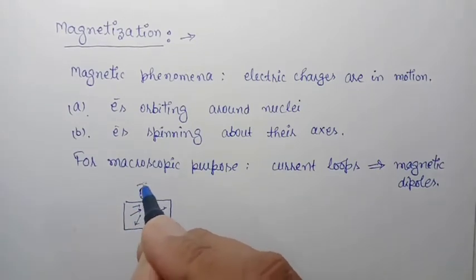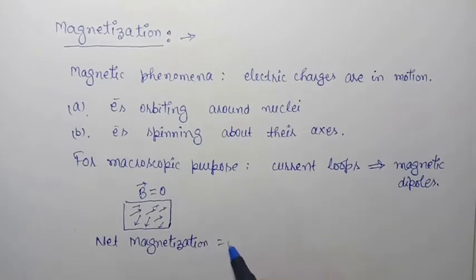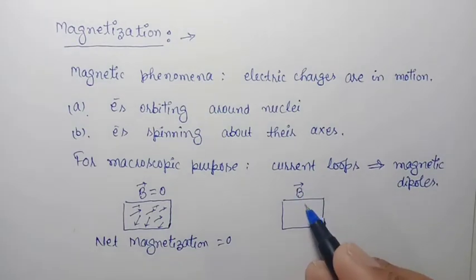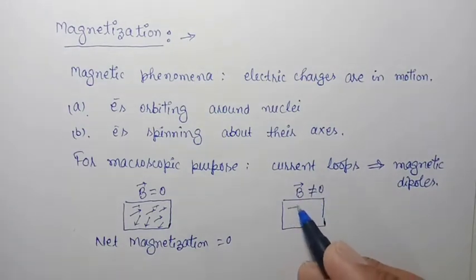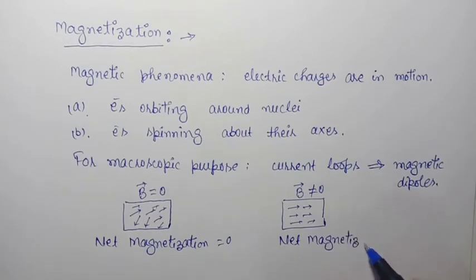That is, when B is equal to 0, that is magnetic field is equal to 0, then net magnetization is equal to 0. So in the absence of magnetic field, net magnetization is equal to 0, but when we apply the magnetic field, that is, magnetic field is not equal to 0, then the dipoles, magnetic dipoles, try to orient in the presence of magnetic field, or it depends upon the strength of magnetic field. So here this net magnetization is not equal to 0.